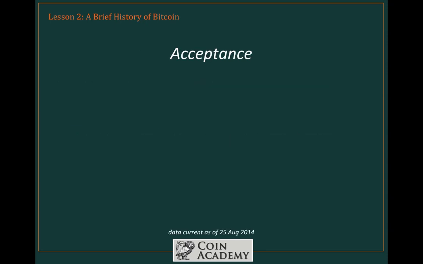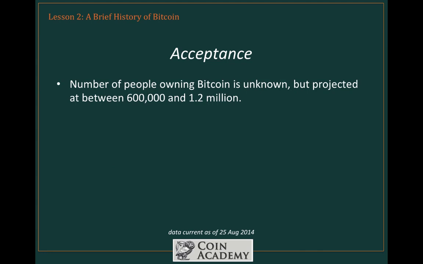How widely is Bitcoin accepted? Well, the number of people owning Bitcoin is unknown, partially because the system does allow you to preserve anonymity in your transactions. But looking at the number of addresses that are associated with transactions, we can say that it's somewhere between 600,000 and 1.2 million. I know that's a very broad range, but again, anonymity is one of the keys of the system.